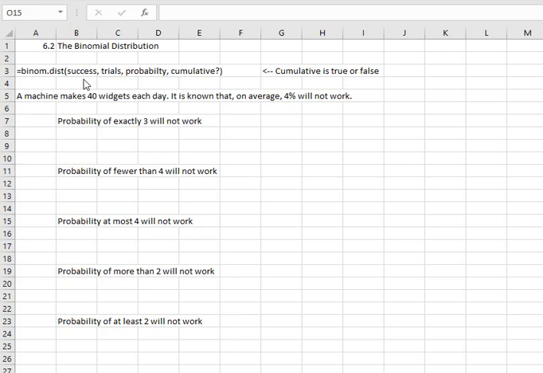The first piece is the number of successes, comma, the number of trials, comma, the probability as a decimal, so it needs to be less than one, comma, and then we will say either true or false. We'll use true if we want it to be cumulative, and false if we want it to be equal to exactly that number.